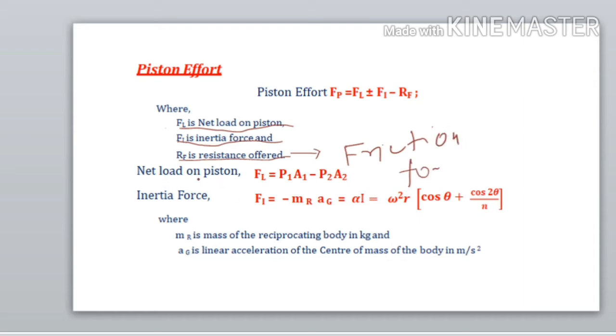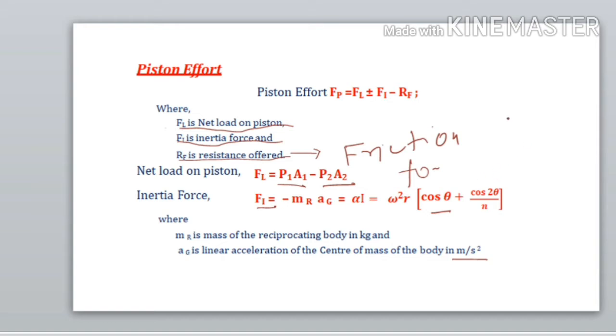Net load on the piston Fl equal to P1A1 minus P2A2, and the inertia force Fi equal to minus Mr into Ag, where Mr is the mass of the reciprocating body, unit kg, and Ag is the linear acceleration of the center of mass of the body. Another formula is alpha into I, where alpha is the angular acceleration and I is the moment of inertia, equal to omega square r cos theta plus cos 2 theta by n.